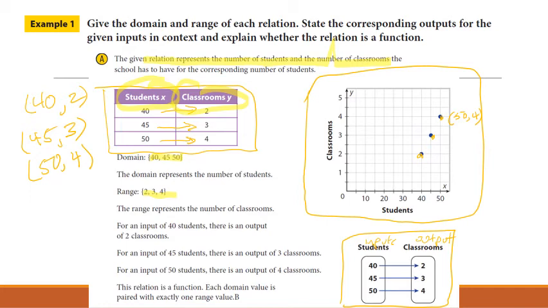Oh, very important. Notice how each input is going to one and only one output. That is the definition of a function. So when we have a mapping diagram that looks like that, we have a function.